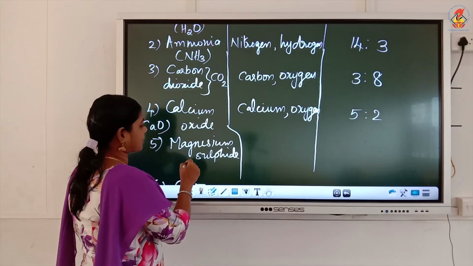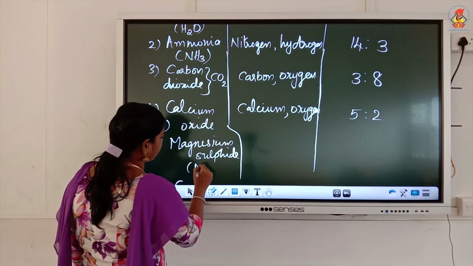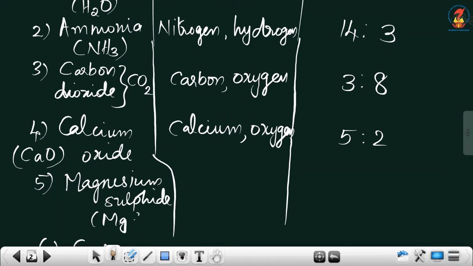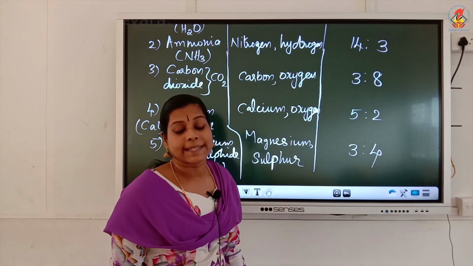Then the next compound is magnesium sulfide. What is the formula for magnesium sulfide? It is MgS. Which are the elements present there? Yes, magnesium and sulfur. Magnesium and sulfur are present in magnesium sulfide, and they combine in a 3:4 ratio by mass to form magnesium sulfide.